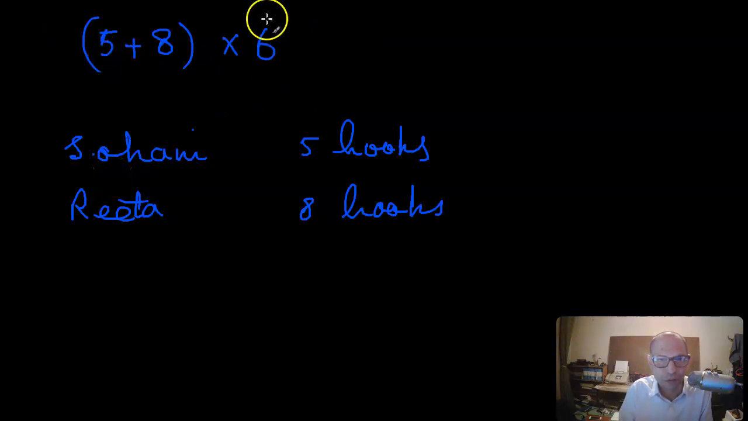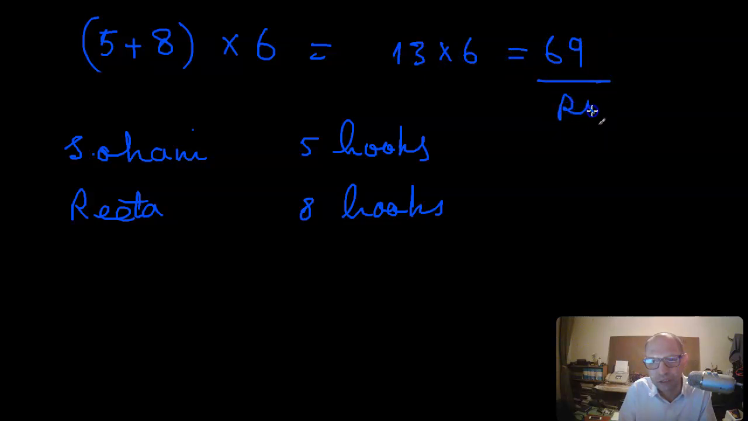Now, this expression could represent the total amount of money that both of them together have paid for all of the books that they have bought together. Meaning that in total, Sohani has bought 5 books, Rita has bought 8 books, that's in total 13 books. The unit price for the book is 6 rupees, so 13 times 6 is the same thing as 69. That's the total amount of money that they have paid for all of the books that they have bought together. That's another way to make sense of the situation.